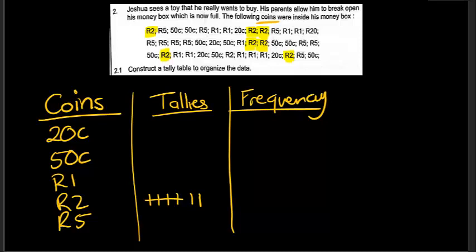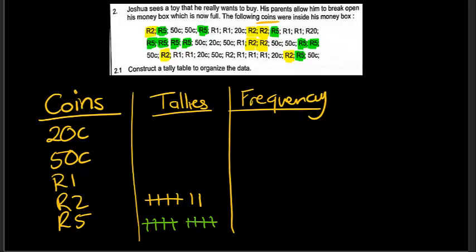Now let's do the same for the 5 rand coin. I've got 1, 2, 3, 4, 5, 6, 7, 8, 9, 10. I found 10 5 rand coins. That's what I tally for 5 rand coins.